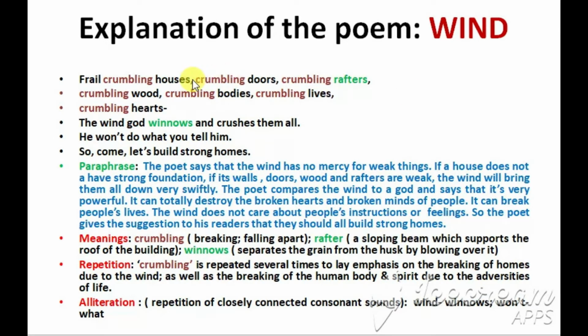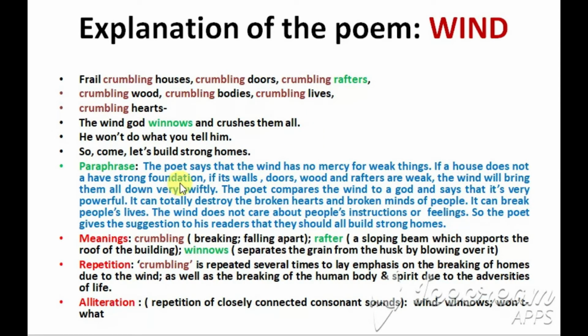Now let us look at the usage of some words. Crumbling. Crumbling is repeated so many times. This is an example of repetition. The poet repeats the word crumbling because he wants to emphasize the power of the wind on homes and also on the lives of people.